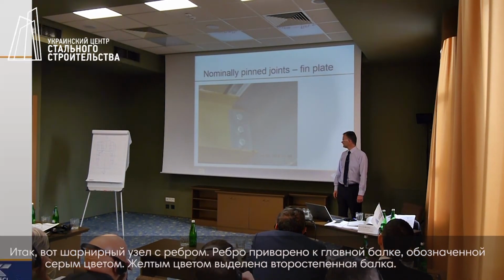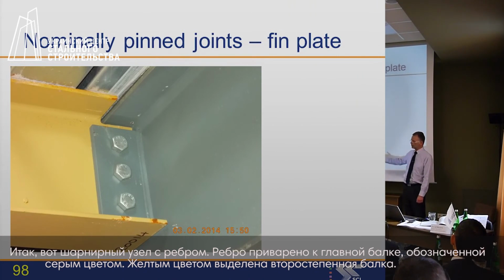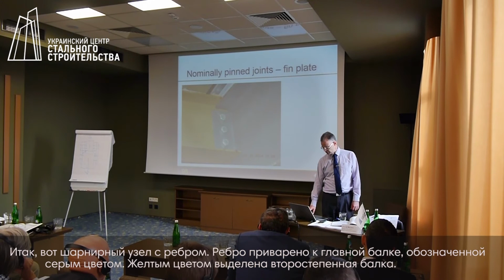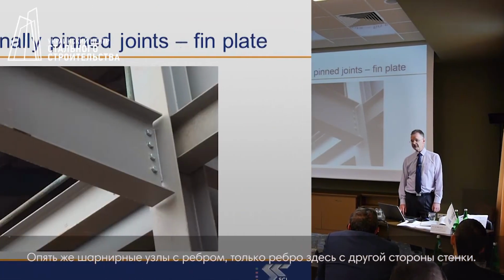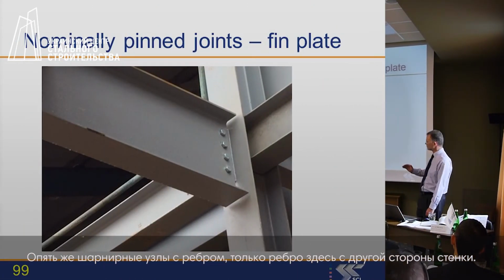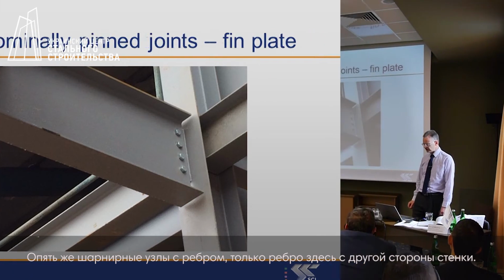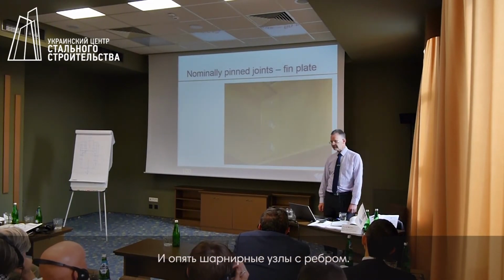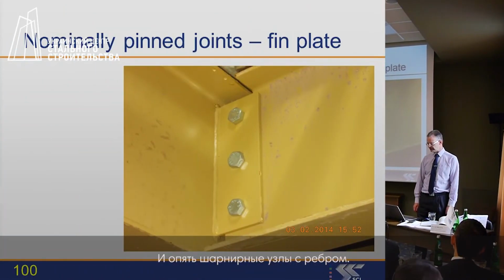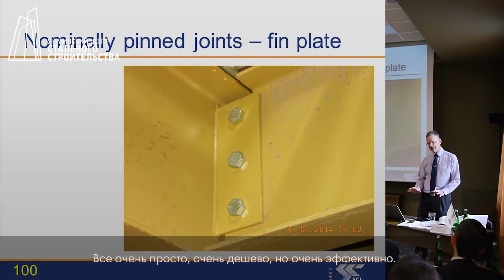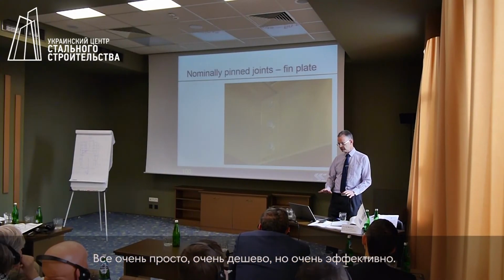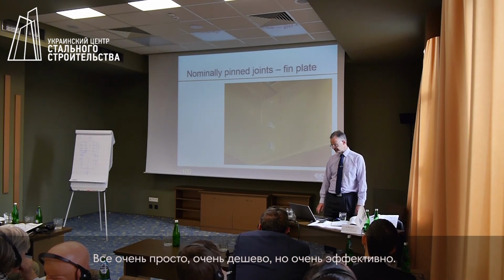So there is a fin plate. The fin plate has been welded to the grey beam. The yellow beam is the supported beam. There again is a fin plate, although the fin plate is on the other side of the web. And there again is a fin plate. So really simple, cheap, but effective connection details.